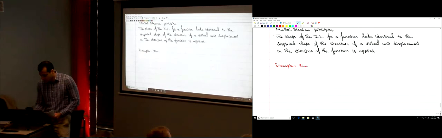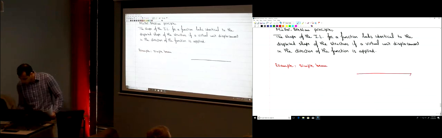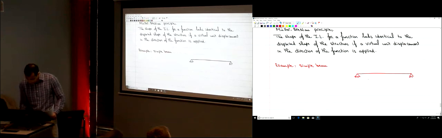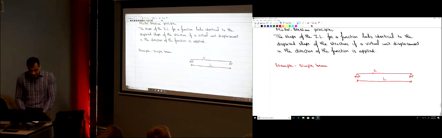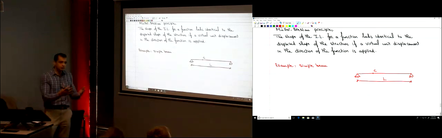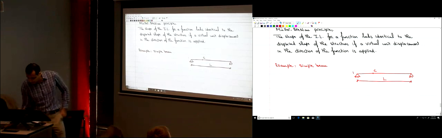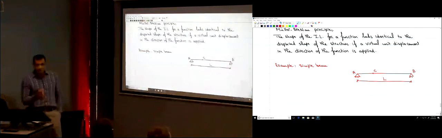Let's start with something that we already know, a simple beam. Okay? We have a beam that looks like this. That's a simple beam, and we have this length L. Okay? And let's say this point is C. Let's try to use this principle to draw the influence line for all the functions that we did earlier. This is point A, B, and C. A_y, B_y, V_C, M_C. Okay?